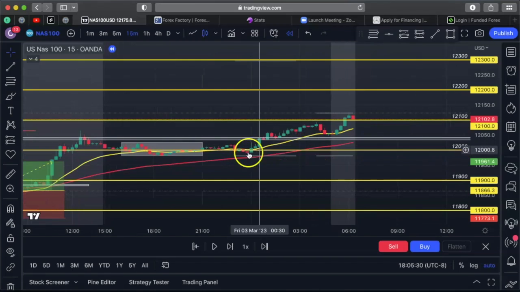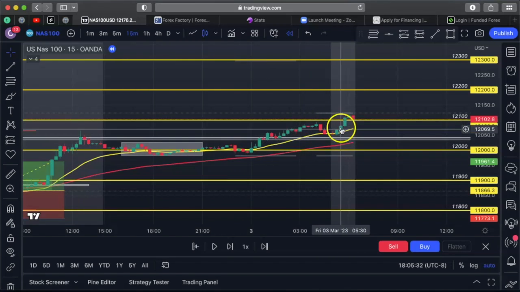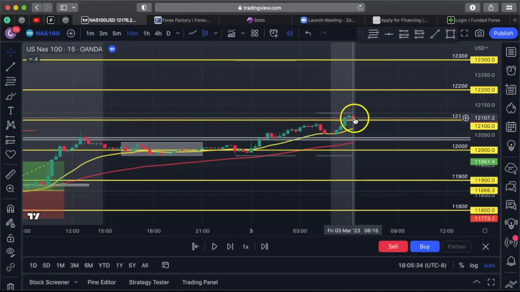So what I like to see is the market is in a smooth uptrend, but we have this bearish candle. Why am I going to go long when the market is showing me a bearish candle? That makes absolutely no sense.